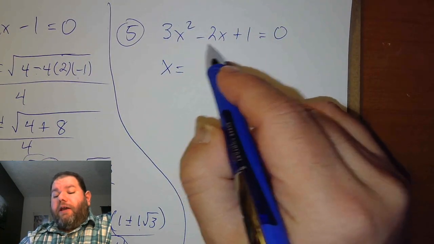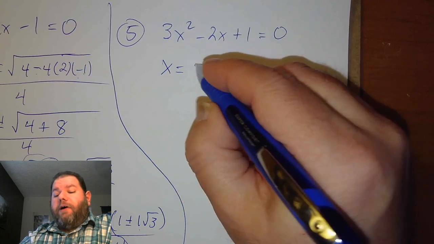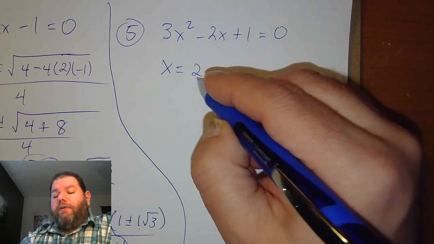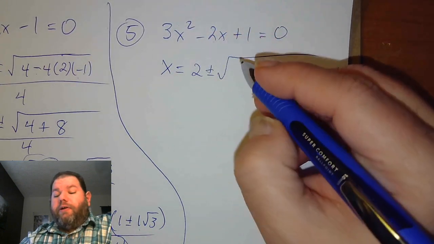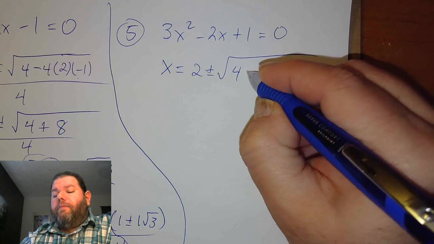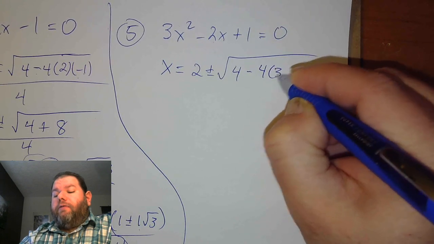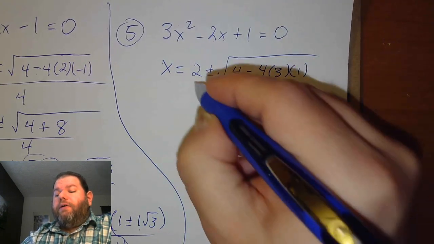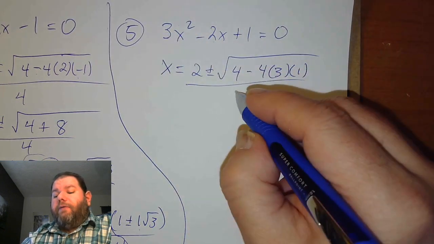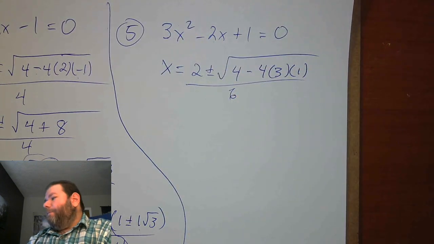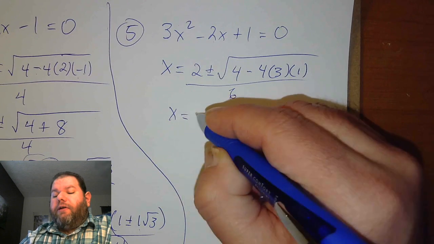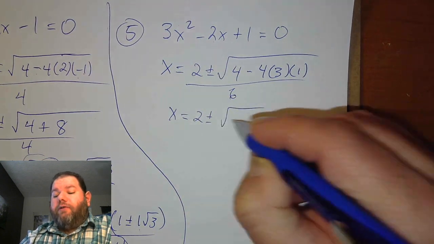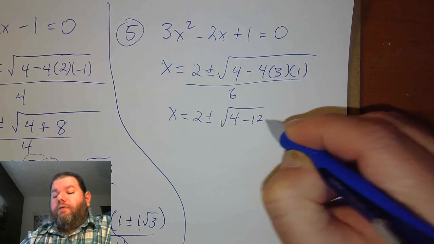We have b is negative 2, so the opposite of that would be a positive 2, so negative b would turn that to positive. B squared, negative 2 squared is positive 4. A is 3, C is 1, and then 2 times A, 2 times 3 will be 6 on the bottom. And the same thing here, we want to make sure we simplify what is under the radical first. We have 4 minus 12.